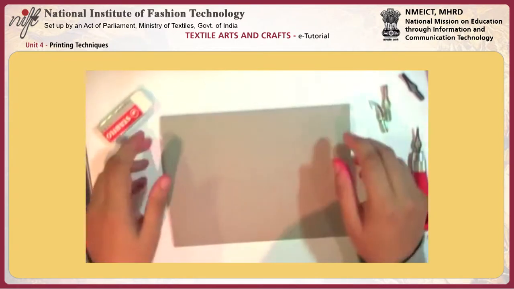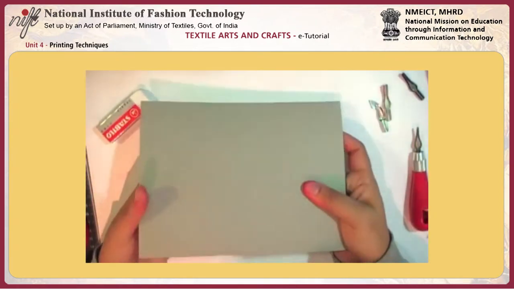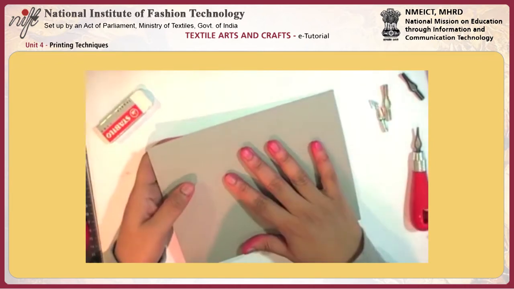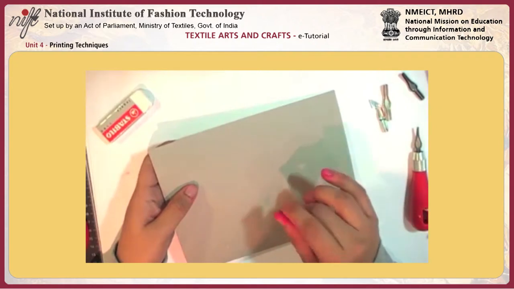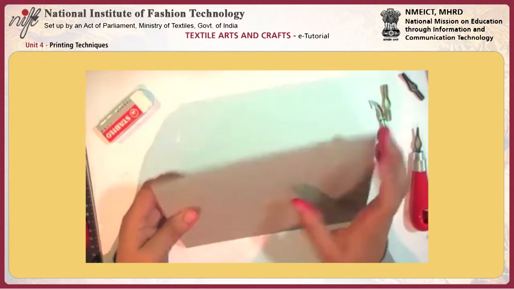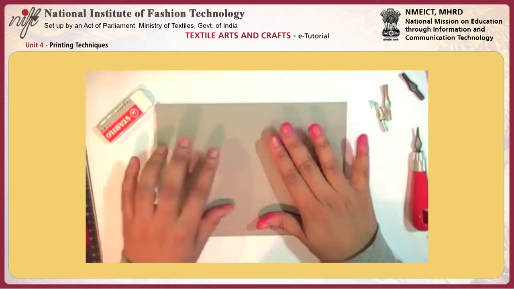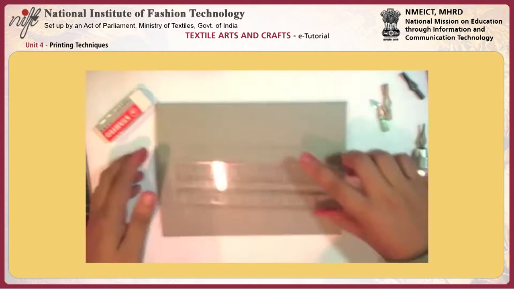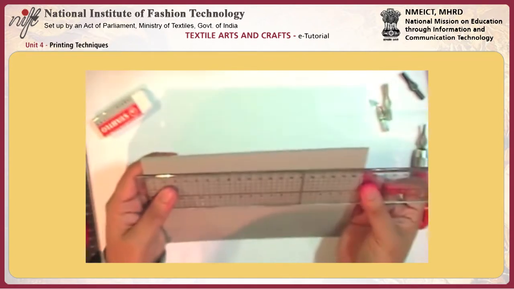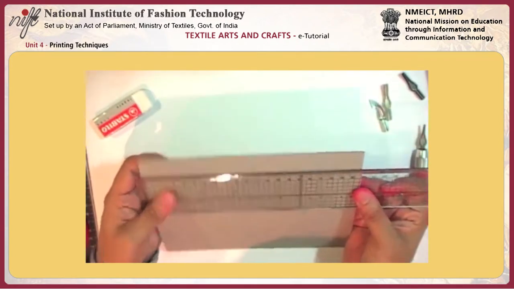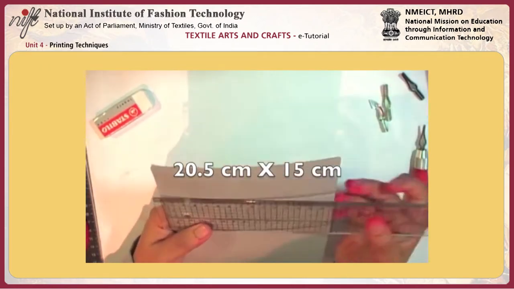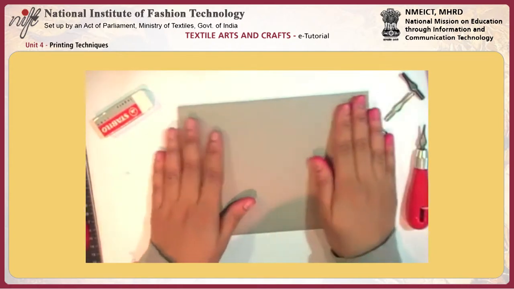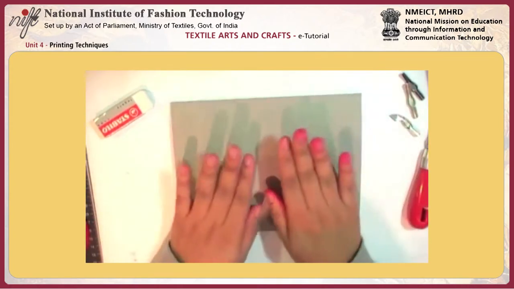Hi everyone, today I'm going to be introducing lino cutting to you. The one I'm using right now is called Delta Lino Block. I got it from Hobbycraft, and this piece was £3. The size is about 20.5 centimeters by 15 centimeters, and I bought it just like that.